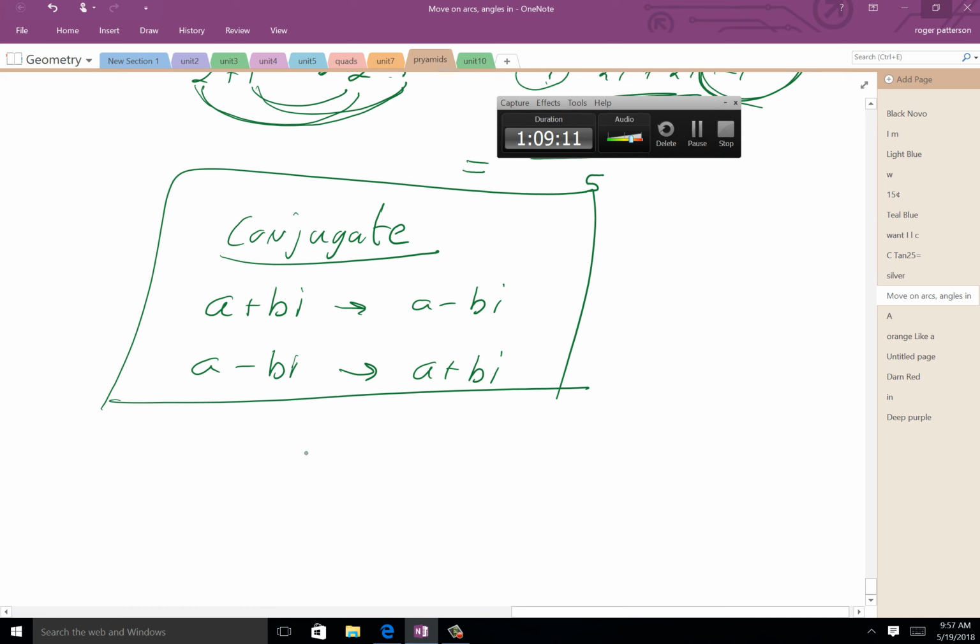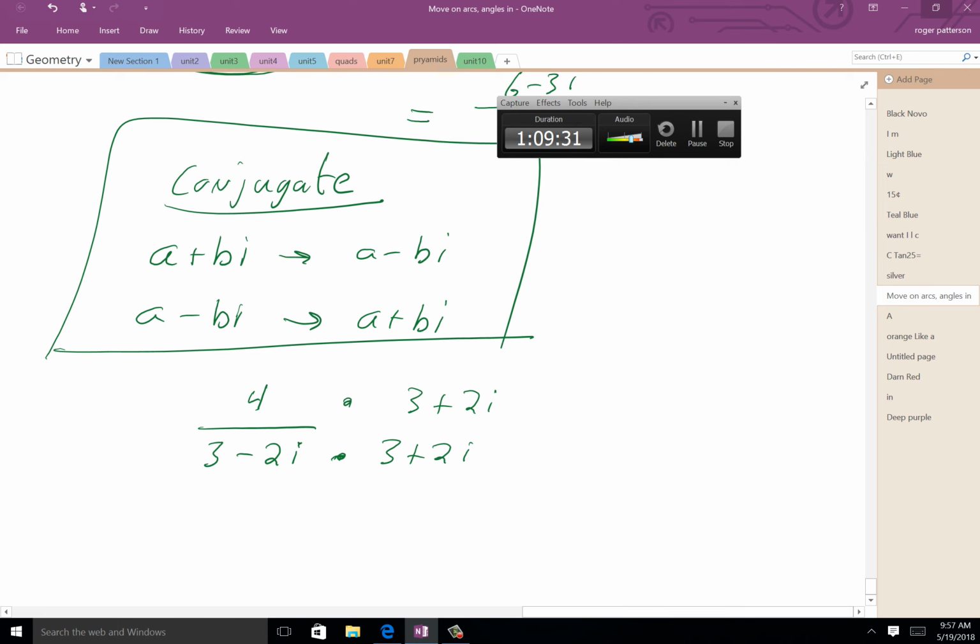So let's try another one. So let's say we have 4 over 3 minus 2i. We're going to divide these, so we're going to multiply the top and the bottom by that conjugate. So what would that be? Yeah, 3 plus 2i. All right, top is easy. We're just multiplying straight across there, no problem. Got it.